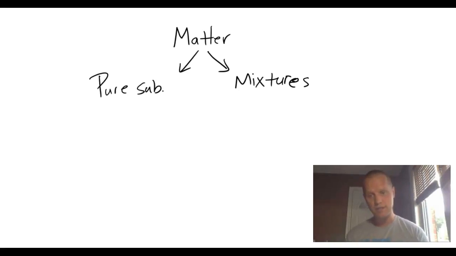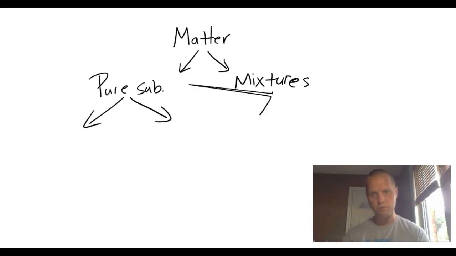Oh yeah, that's right. Pure substances can be divided into two main groups, right? What are those groups? Just take a moment, see if you remember. What about the other two groups for mixtures? What are they? Let's see if we can label them.